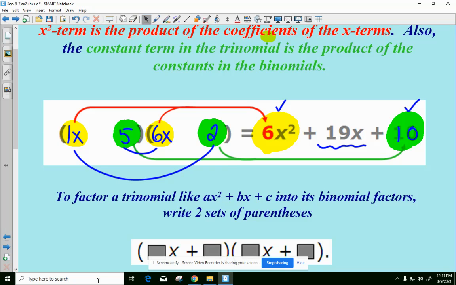Okay, so maybe it's not the 6 and the 1. Maybe it's supposed to be a 2 and a 3. Maybe it's not 5 and 2. Maybe it's supposed to be a 10 and a 1. Do you see how this could go on? Absolutely. And some of you may be kind of good at it. Maybe. I don't know.